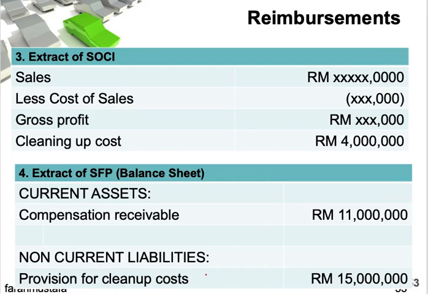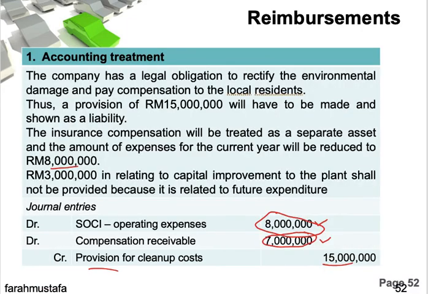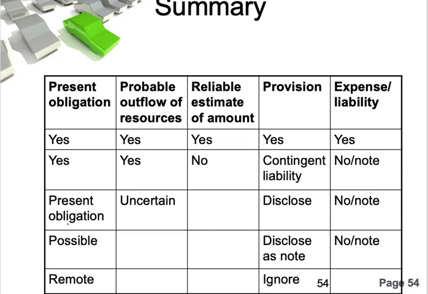So this is in terms of presentation in the financial statement. Okay, cleanup cost, okay, 4 million. So the compensation receivable and the provision for cleanup costs. Okay, this is a summary.